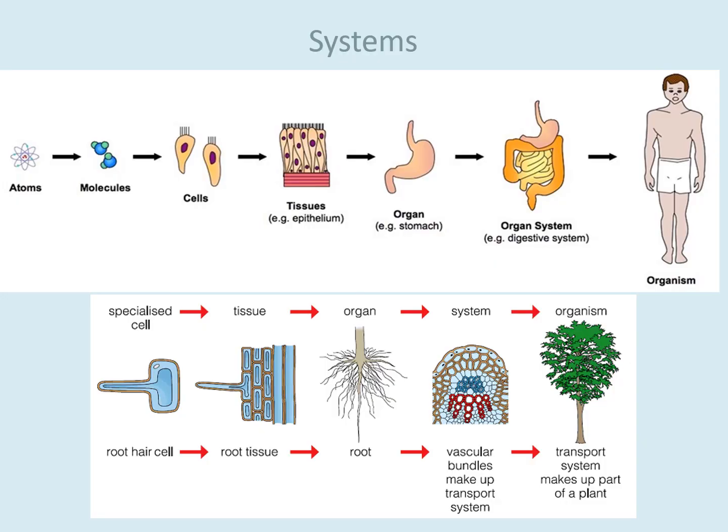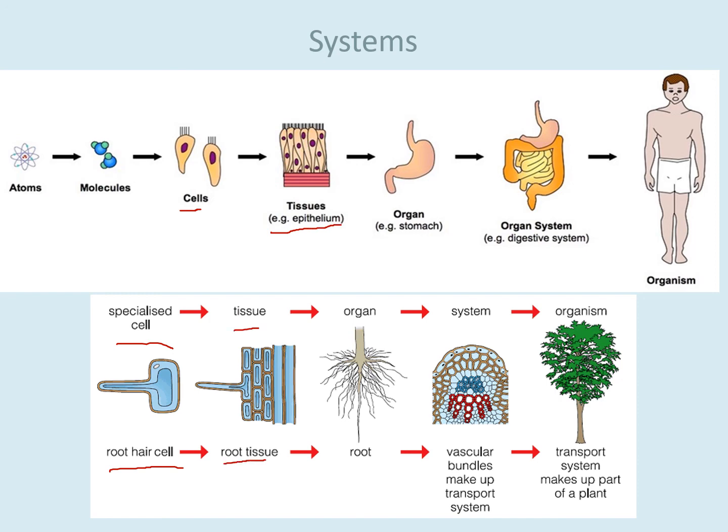Now we should know that plants and animals are organised in a specific way. So our organisation starts with the simplest unit, so the cell, which is the basic unit of life. So here we've got our root hair cell and our epithelial cell. And then a group of specialised cells working together perform a particular function which make a tissue. So here we've got our epithelial tissue, and then down here we've got our root tissue.